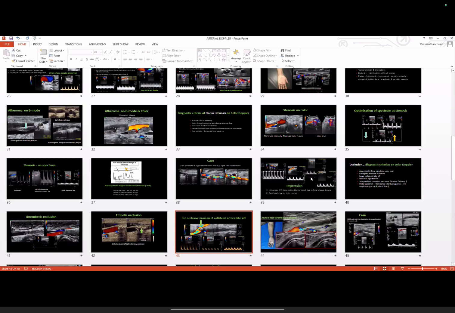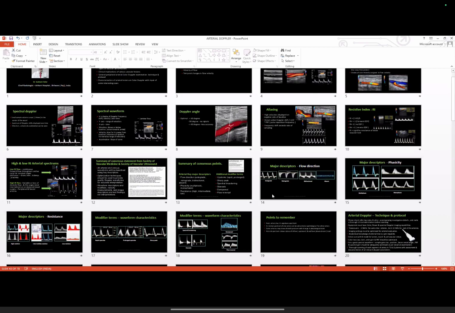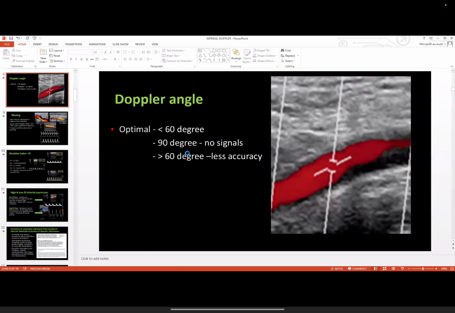Thank you, sir. The next few questions are with regards to physics. How to do angle correction and steering, and how to align the color box along the vessel? Okay. Suppose this is the tubular structure. First we put the color box and optimize the color gain, see the parabolic flow. So this is the direction of the vessel line. This is the vessel line, and this is the insonating beam. This is the range gate or sampling volume.